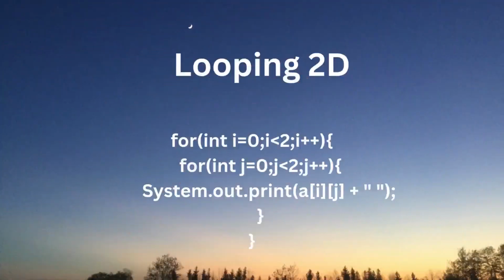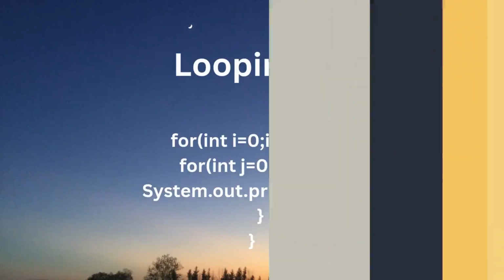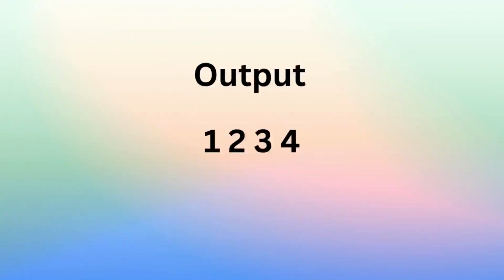Looping through a 2D array requires nested loops. For (int i = 0; i < 2; i++) { for (int j = 0; j < 2; j++) { System.out.print(a[i][j] + " "); } }. The output is 1, 2, 3, 4.